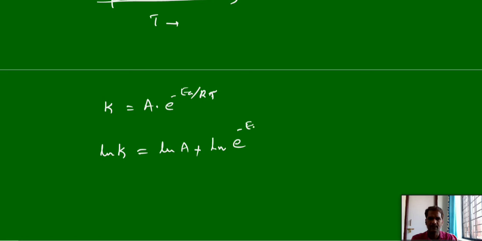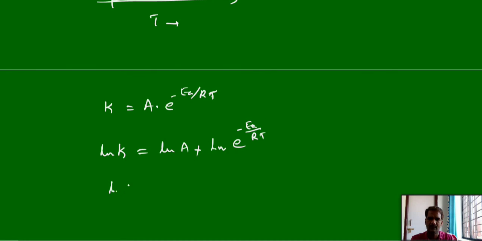And next, that Arrhenius equation we can convert further into the logarithmic form. Now you apply the log on both sides. This you can convert: ln K is equal to ln of A plus ln of e power minus Ea by RT. So here ln base e and this e will cancel out, and you will get minus Ea by RT.